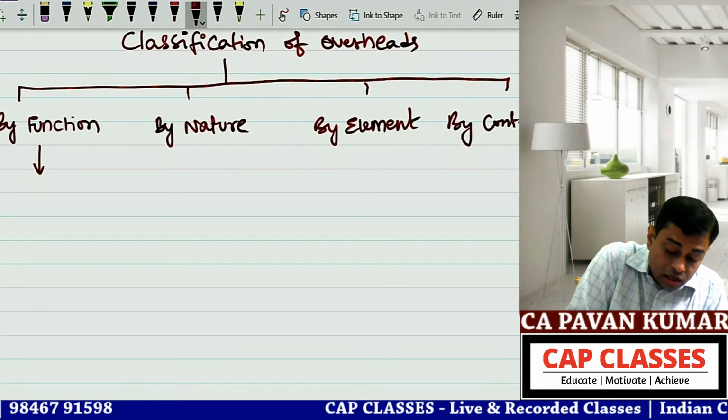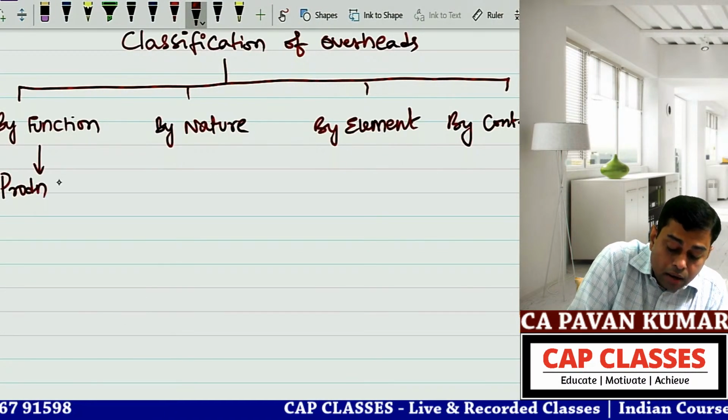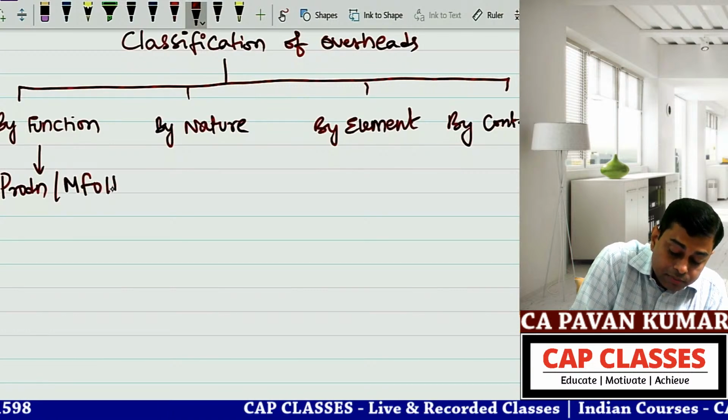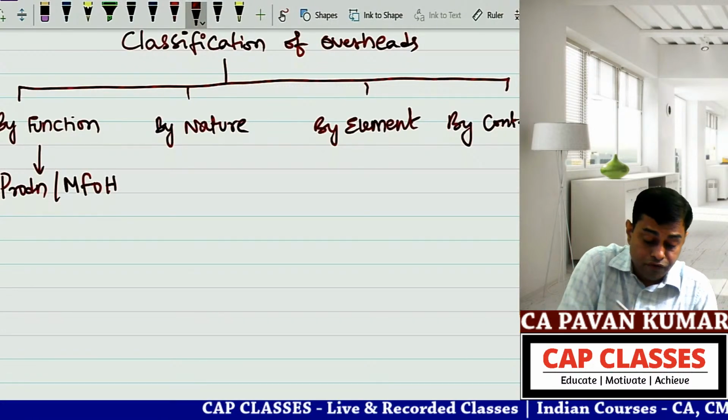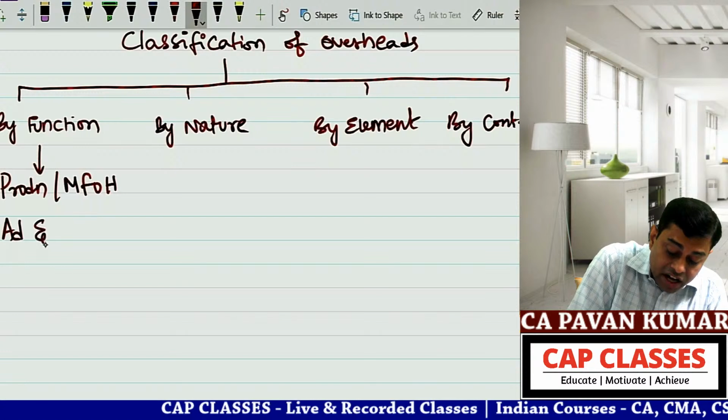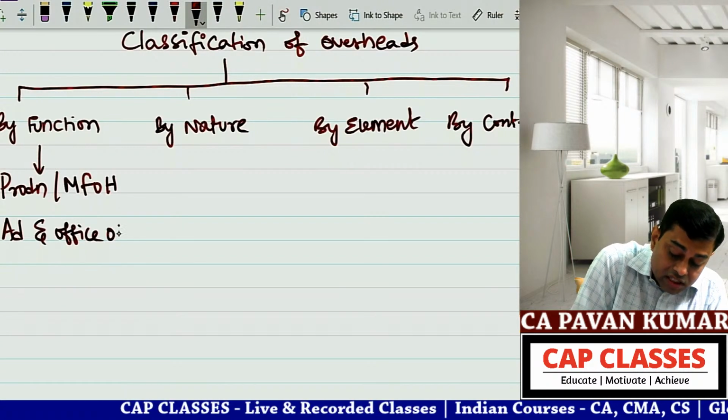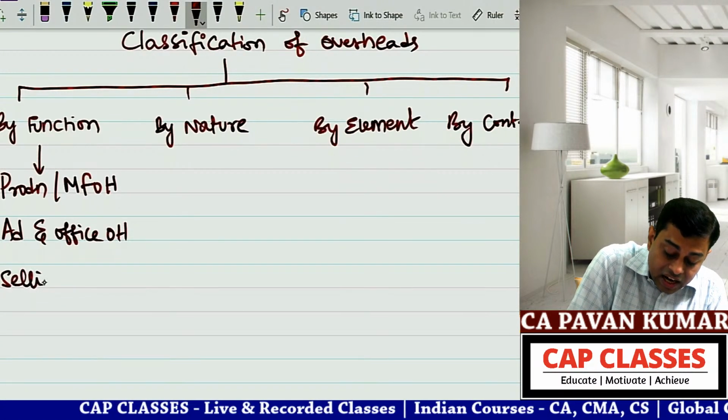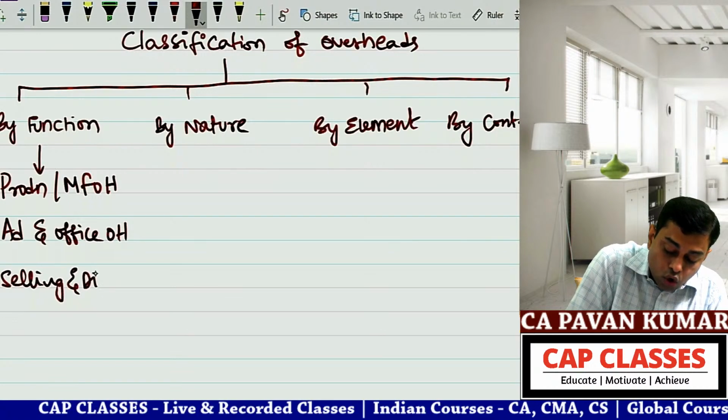Function. Here write down production or manufacturing overheads, administration and office overheads, selling and distribution overheads.